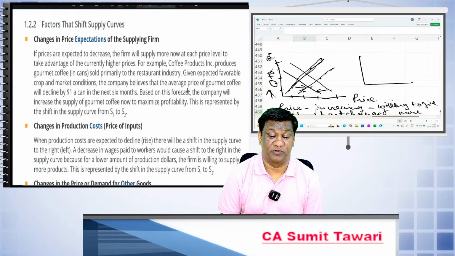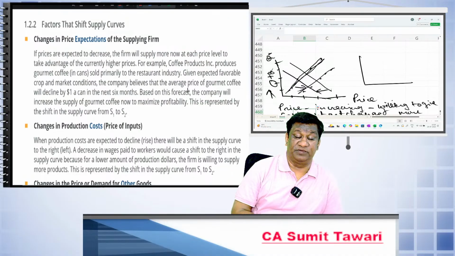For example, a coffee company produces gourmet coffee in cans and sells it primarily to the restaurant industry. Given expected favorable crop and market conditions, the company believes that the average price of the gourmet coffee will decline by $1 a can in the next 6 months. Based on the forecast, the company will increase the supply of gourmet coffee now to maximize profitability. This is represented by a shift in the supply curve from S1 to S2.